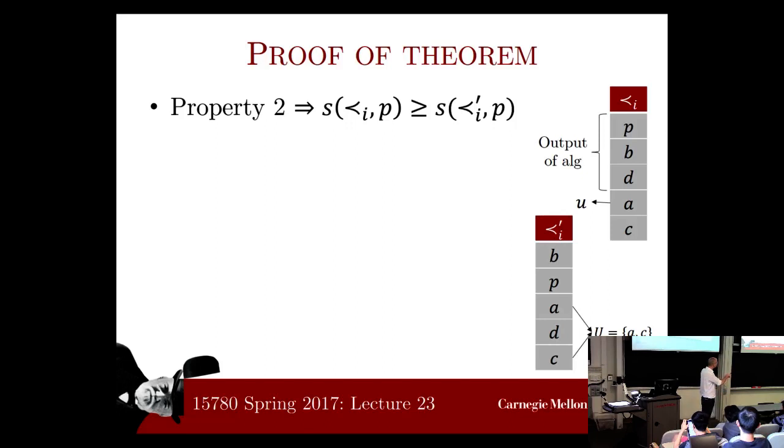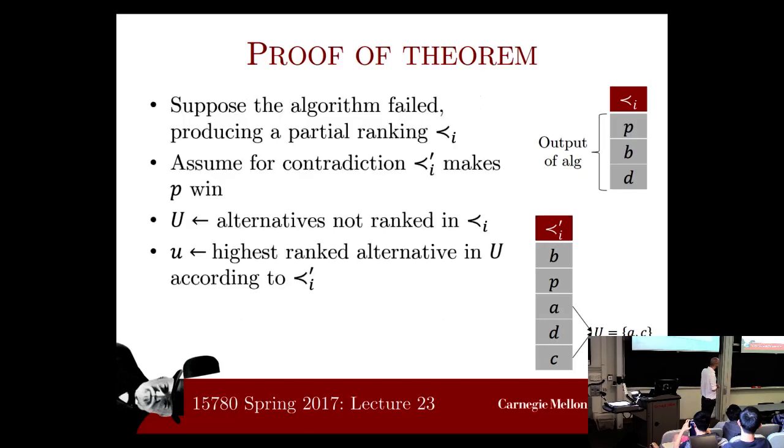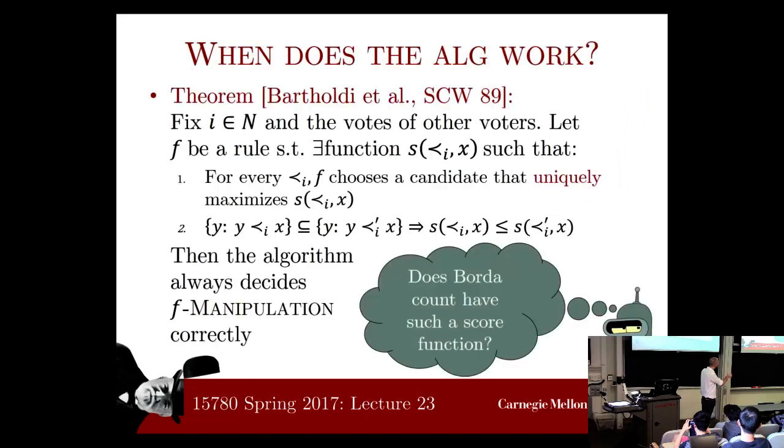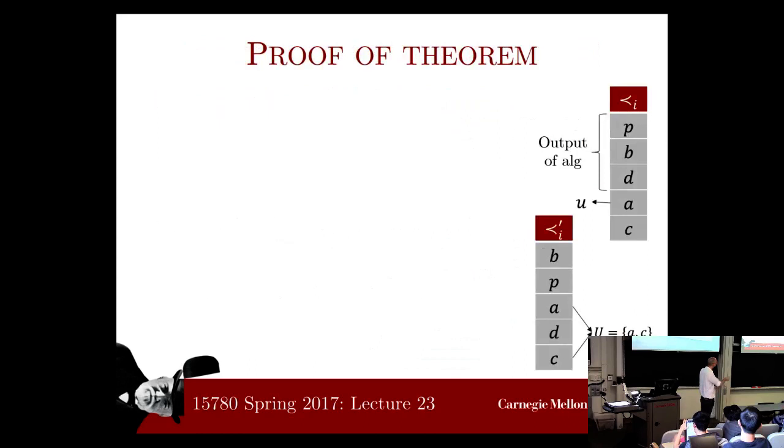So the first property tells us that the score of P in this ranking is at least as high as the score of P in this ranking. And just going back to the second property, it said, if we have the situation where the set of alternatives ranked below you is a superset in this ranking compared to this ranking, the score can only be higher. Okay, so we just apply it here, and we have this inequality.